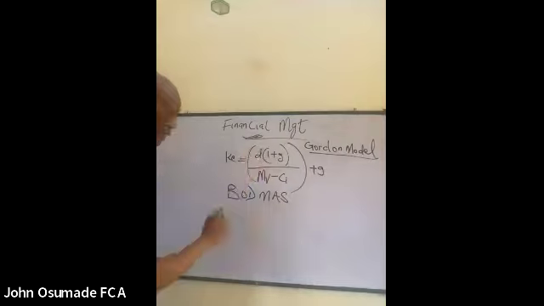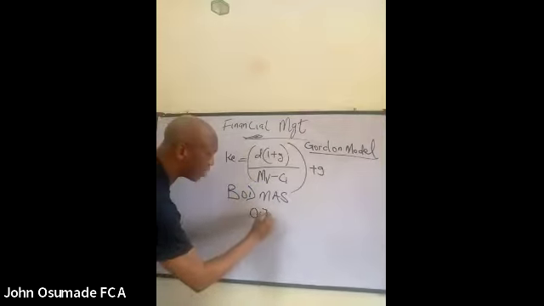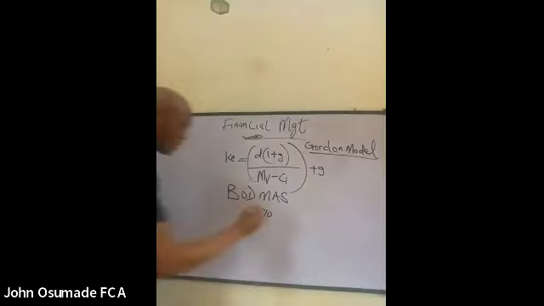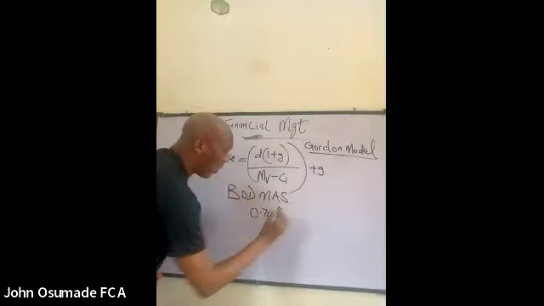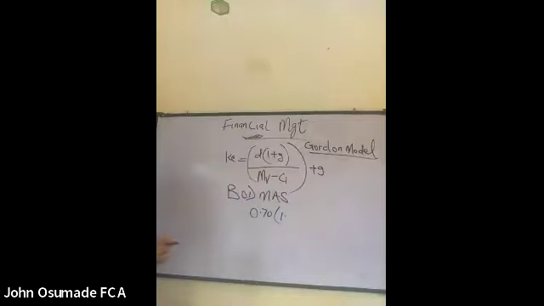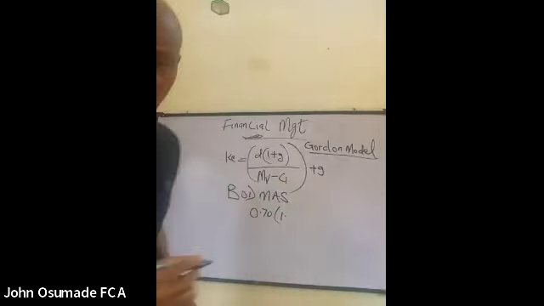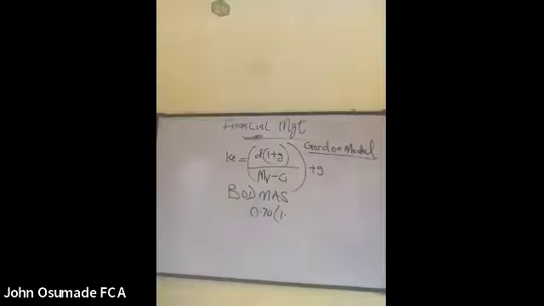Now, the dividend is 70. Bracket is 1 point. Growth rate. What is growth rate? Who can tell me the growth rate? 20%. 1.2.